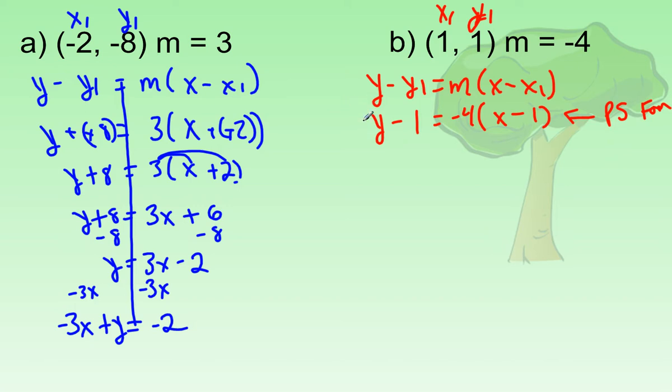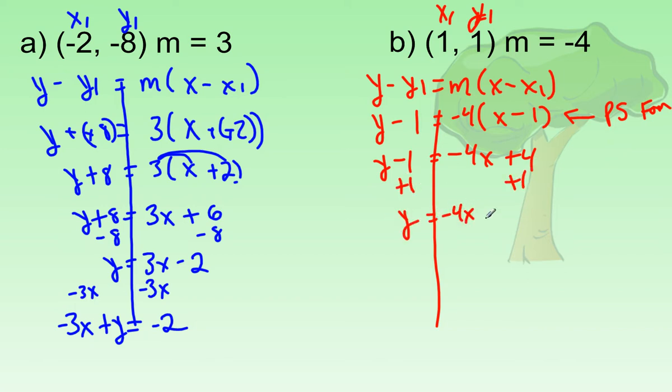To change to standard form, I want to get the y variable by itself. I'm sorry, not standard, slope intercept form. I want to get the y variable by itself. So I'm going to do a little bit of simplifying over here. Distribute: negative 4x plus 4. Add 1 to both sides. Gives me y equals negative 4x plus 5. This is slope intercept form. Slope intercept form is in the form y equals mx plus b, where m is your slope and b is the y-intercept.